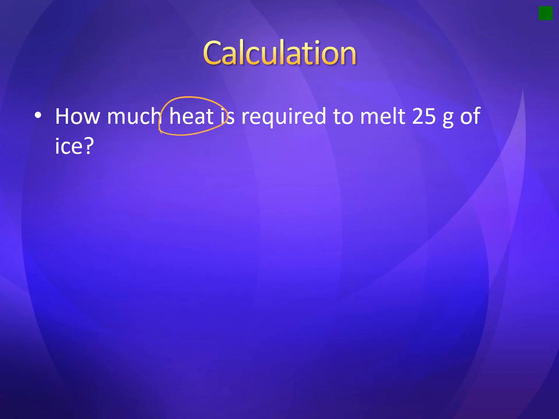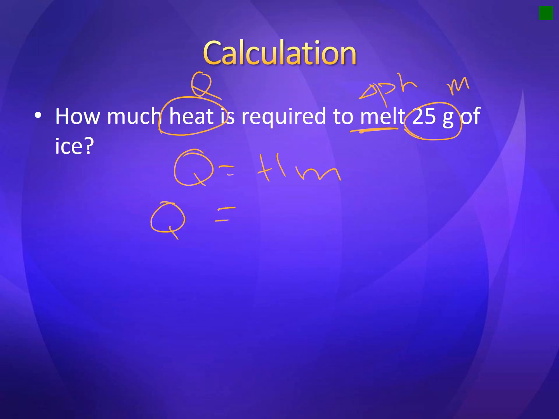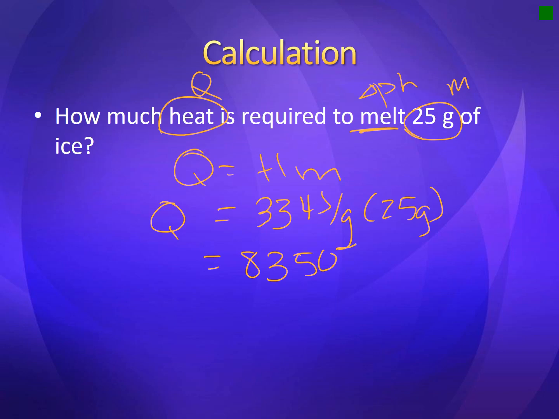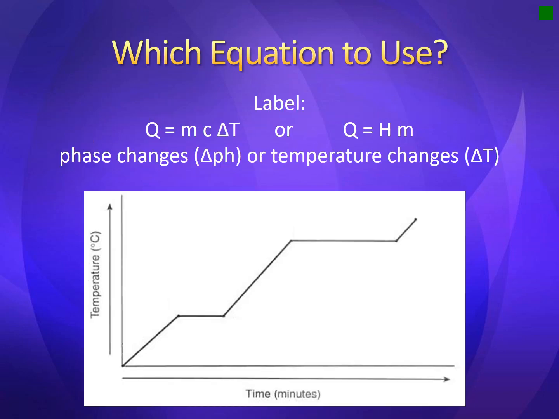So let's just do a problem. It asks how much heat, so I'm asking Q, is required to melt 25 grams of ice. Melt would mean that's a phase change. So that's my mass. So I know I'm undergoing a phase change, so I'm going to do Q equals HM. My Q in this case is what I'm solving for. My H, because it is water or ice, is going to be 334 joules per gram. I'm going to multiply that by my mass, which is my 25 grams. When you figure this out, it's 8,350 joules, which rounded to 2 sig figs is 8,400 joules.